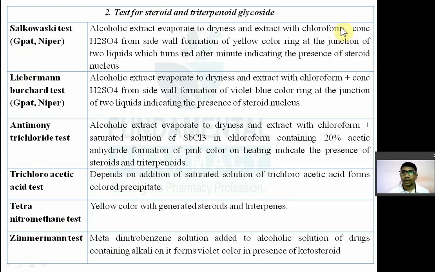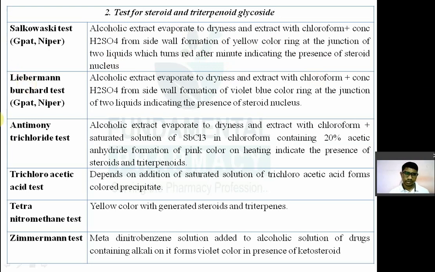Then you have to add chloroform and extract. Then you have to add concentrated sulfuric acid from the side wall of the test tube. So formation of yellow color at the ring of junction of the two liquids, which will turn into red after a few minutes, will indicate the presence of steroid nucleus. This is the test for identification of steroidal type of glycoside.